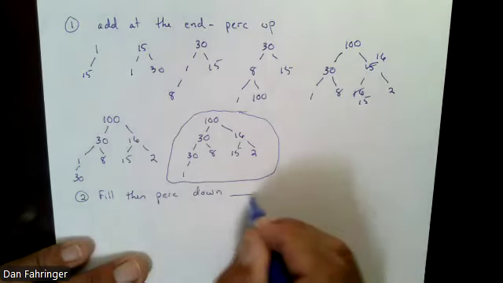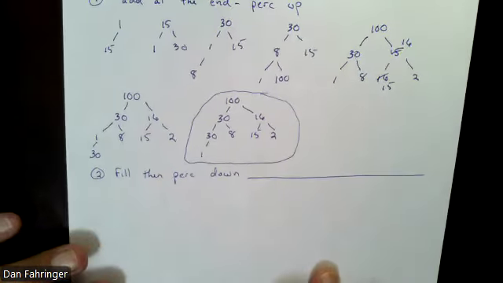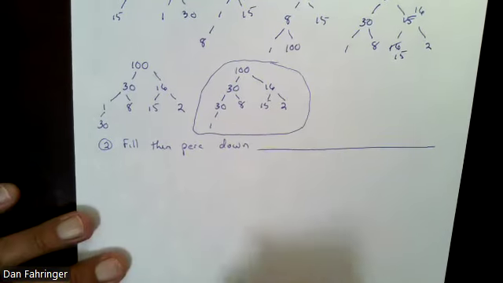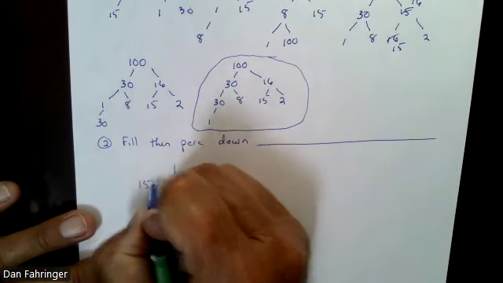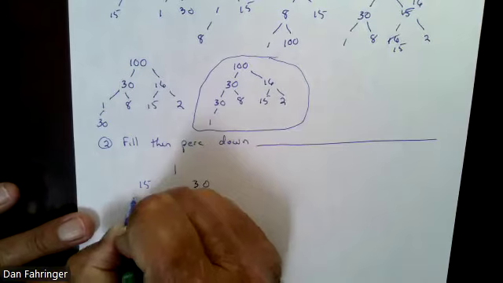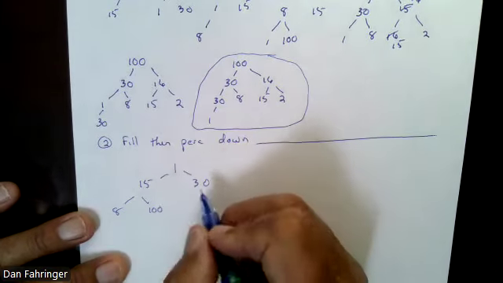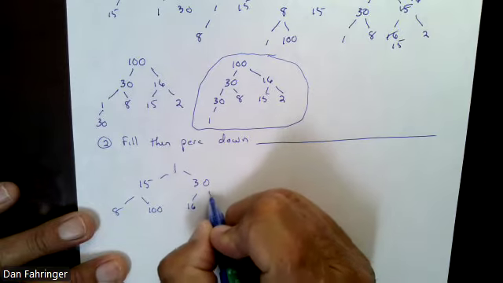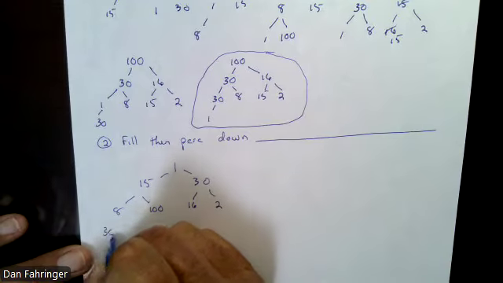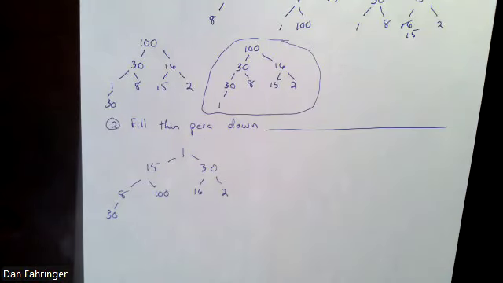Okay. Number 2. Fill the array, or fill the binary tree. Well, it is an array. I have 1, 15, 30, 8, 100, 16, 2, and 30. Again, practicing these, it ends up being pretty easy after a minimal number of practices. But the first thing I have to do is identify where to start.